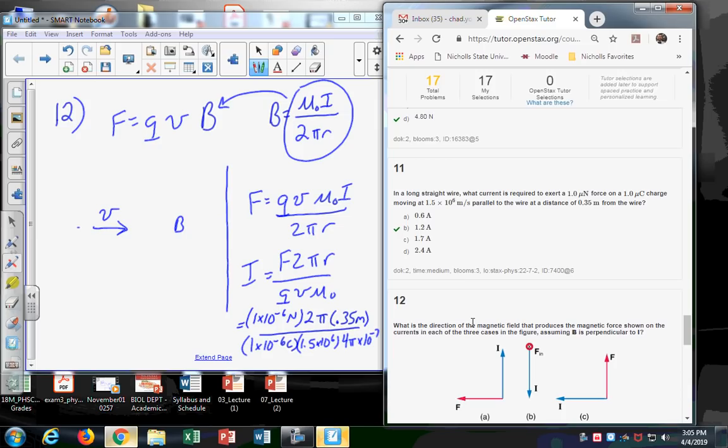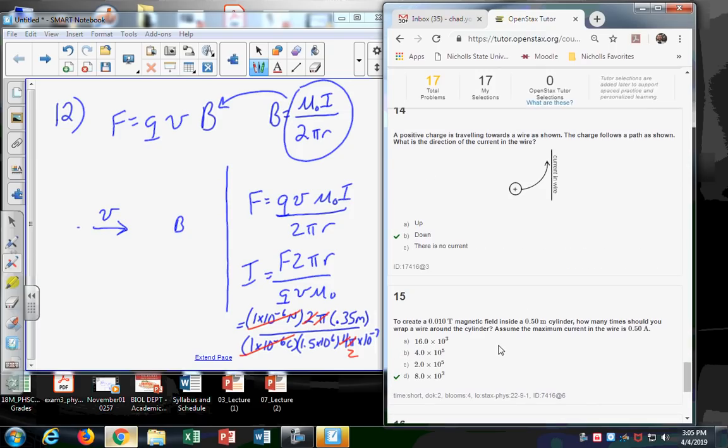And then I can cancel out some things. That cancels with that. The pi cancels there. I can cancel this and make that a 2. And then that should give me the answer, 0.35 divided by 1.5 e to the 6th divided by 2 e to the minus 7. I get 1.16, 1.2 amps. Okay? All right, number 12, also number 15, which is actually my number 14.